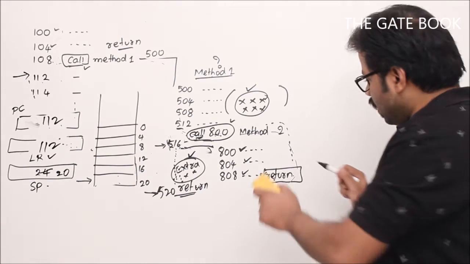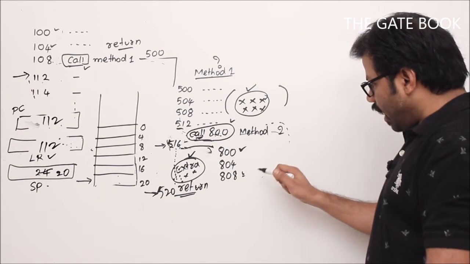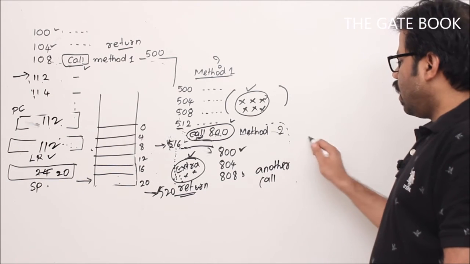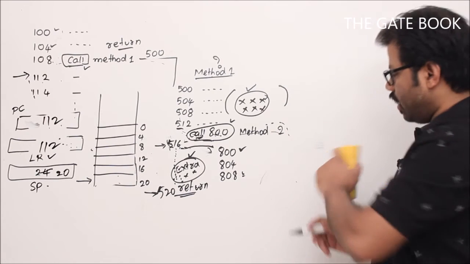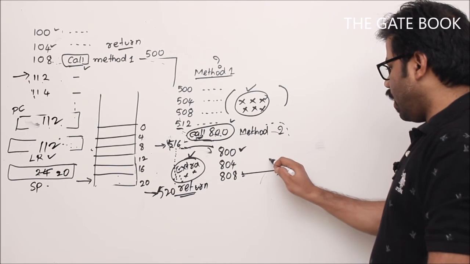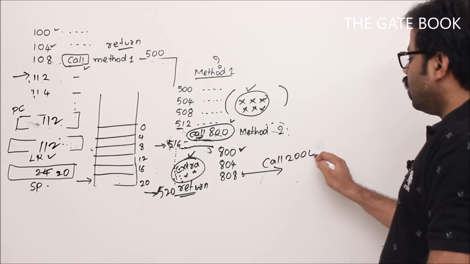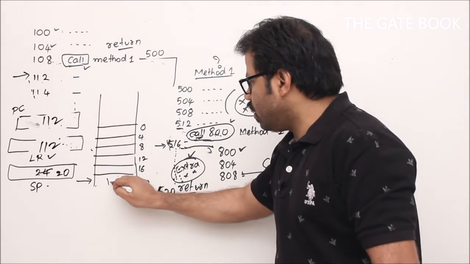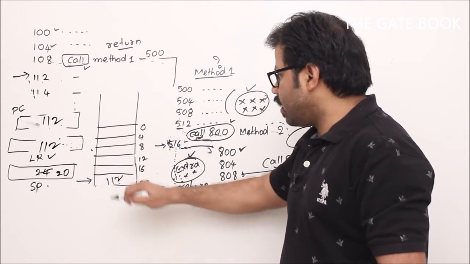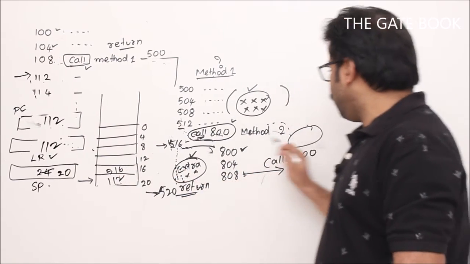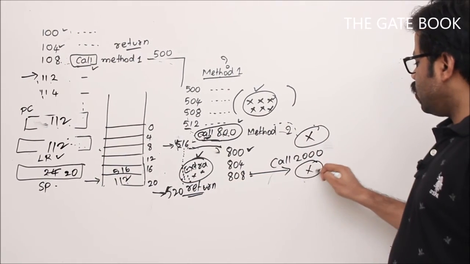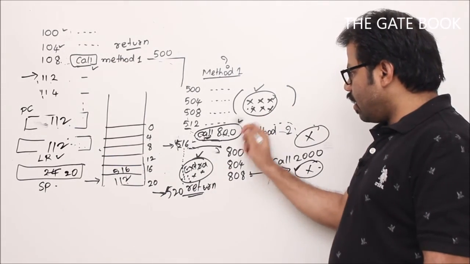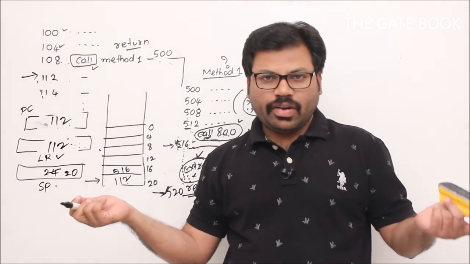Sir, what about this method 2? If method 2 has another call, we should repeat this process again. Let's show that. At 808, there is a call like this, call to 2000. Then what you have to do is, here the extra functionality should push. For example, we were pushing 112 into the stack. Then 516 also should be pushed by this extra functionality, and 516 should be popped by this extra functionality. Such a way we have to implement. See, if you understand the concept here, the same thing you can repeat, not a problem.